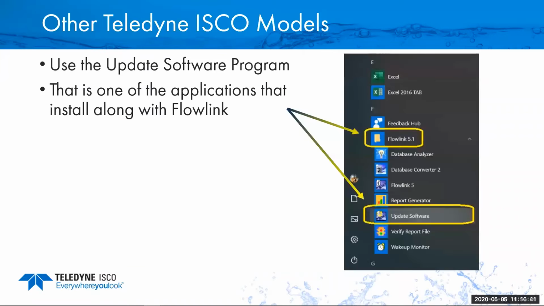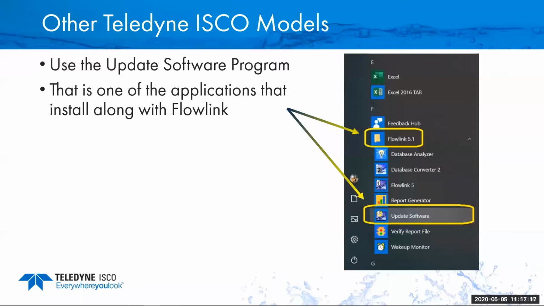The means of updating these other instruments is by using one of the family of programs that is installed into your computer when you load FlowLink onto your computer. And the specific program here is the Update software program. You would access this program by going to your Start button and Programs, finding your FlowLink folder in your program list of Windows, opening that up, and then selecting the Update software program.